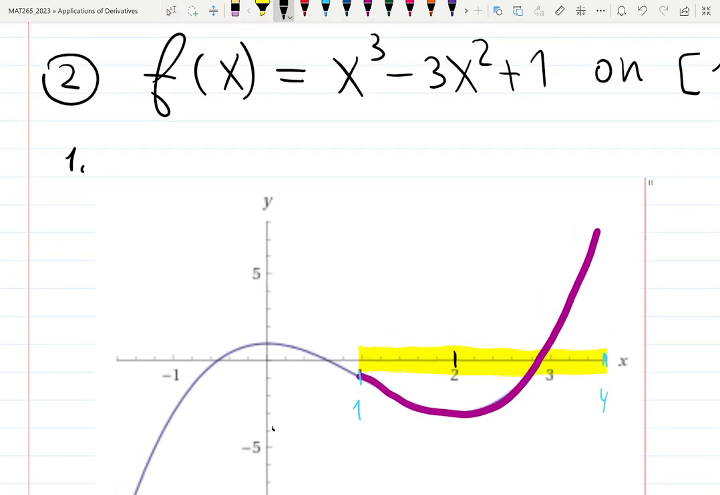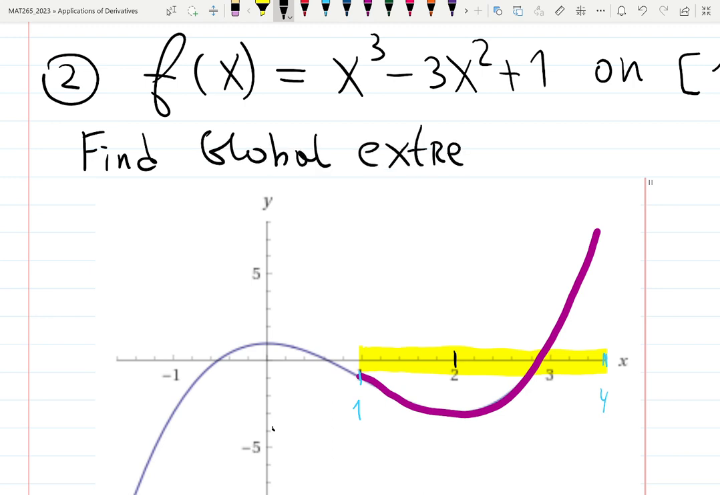Let's do it. Step 1A. If they ask you to find, did I ever mention what we're looking for? Find global extrema. That's the short way to say it, extrema. That means global min, global max. You will see all this terminology. It all means the same thing.